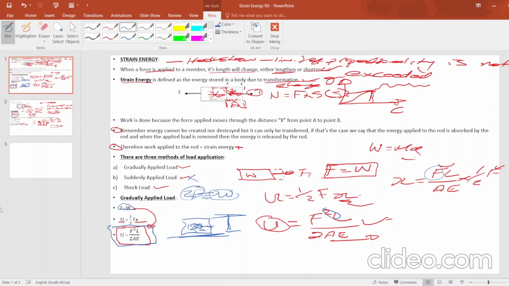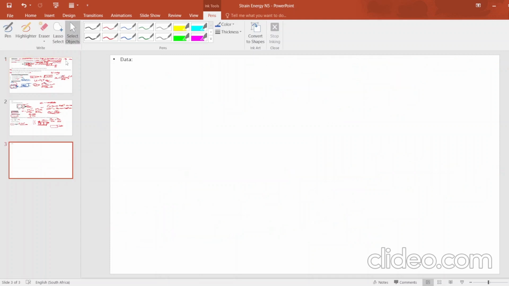But under gradually applied load, these are the formulas that we'll be working with. We'll do the application later on under the gradually and suddenly applied loads. But now, let us look at the suddenly applied load.